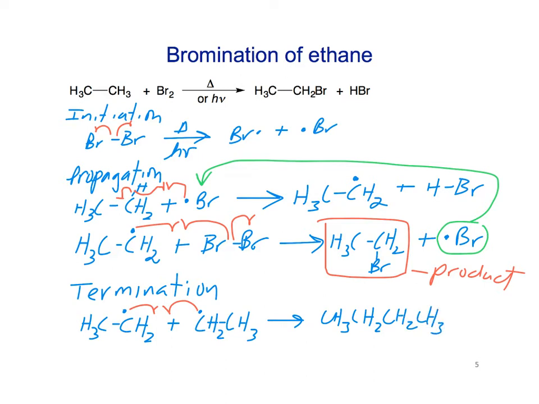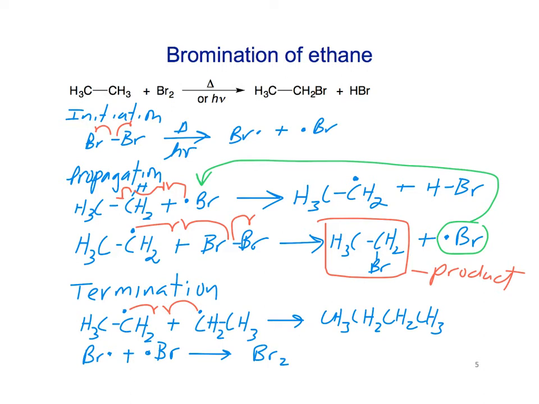What are some other termination steps we could show? Yeah, two bromine radicals could come together. This would kill radicals, but it would form bromine, which is just a component of the reaction anyway. So it's not really giving us a side product, at least. And what else? Just a question.